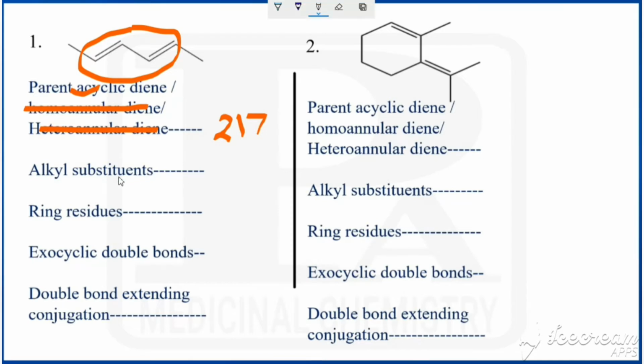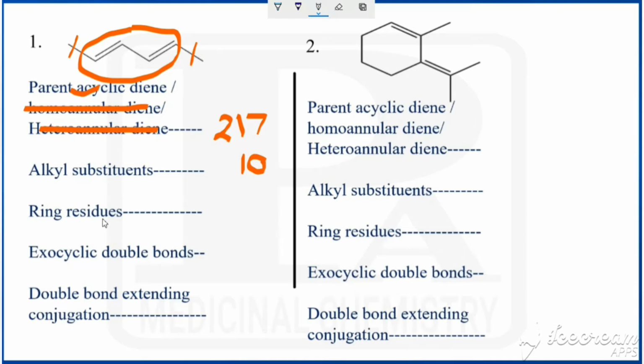Now the next step is to find the alkyl substituents. So this would be the parent. Here one alkyl, here one alkyl. So it has two alkyl substituents. What is the value for an alkyl substituent? The value is 5. How many alkyl substituents are there? Here 2. So 2 into 5, we got 10.